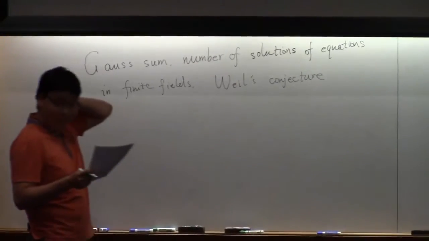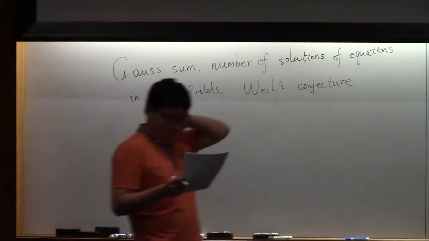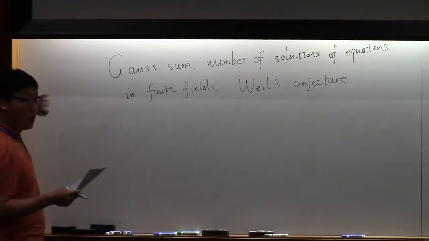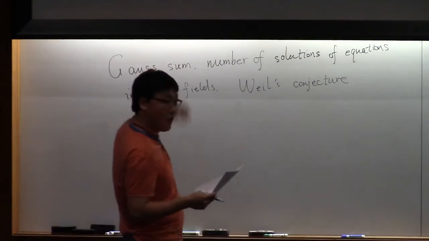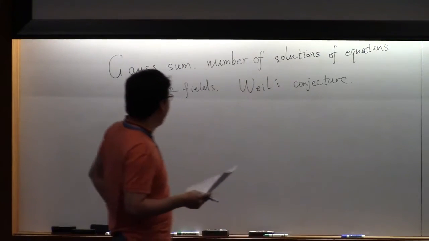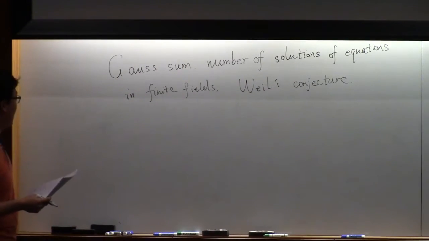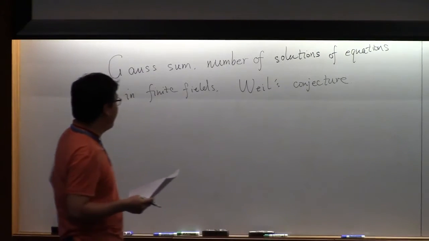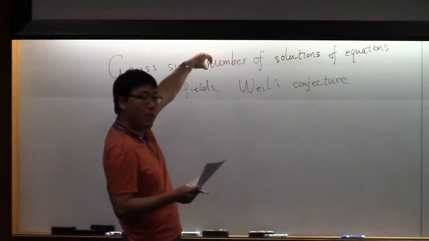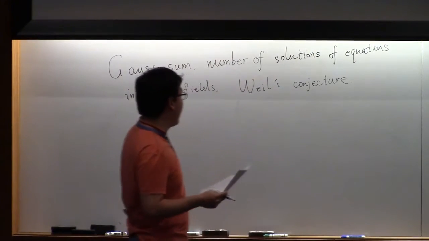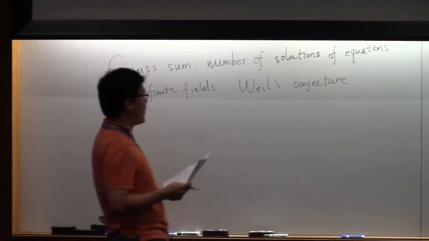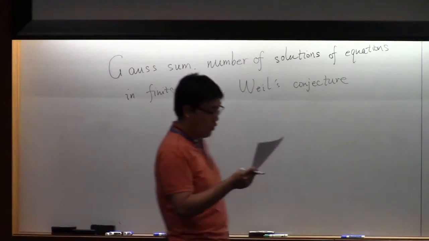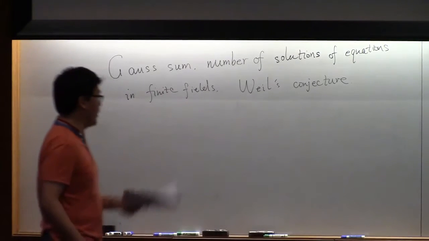I'm the last speaker, and hopefully you can still keep alert to listen to my talk. I'll talk about three things today. First, I will talk about the Gauss sum, and then the number of solutions of equations over finite fields. And then I will relate these two topics, and explain how Weil made his conjecture about the zeta functions for projective algebraic varieties.